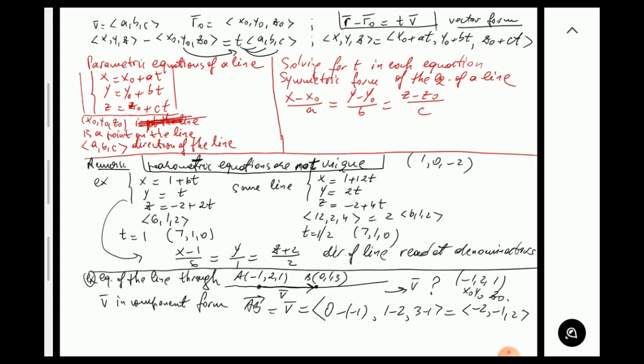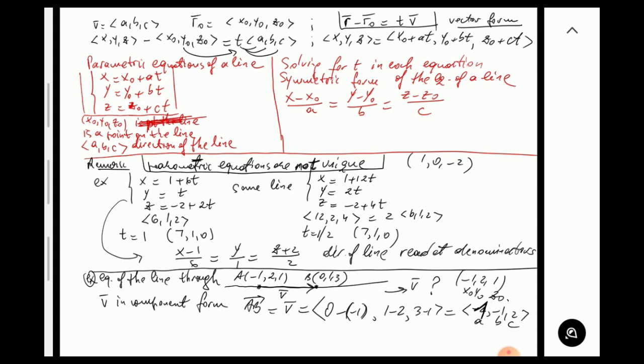-1, 2, 1, 0, 1, 3. Excuse me. Sorry. I made a little mistake here. I confuse myself with this parenthesis. This is just 1. 0 minus -1, 1 minus 2, 3 minus 1. Good. All right, so this is ABC in the formula.